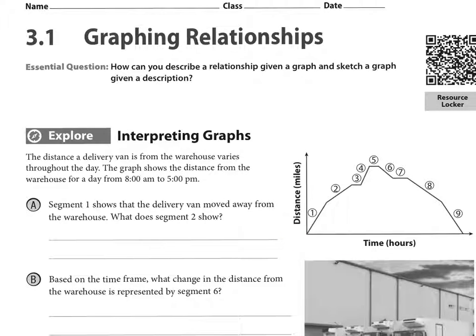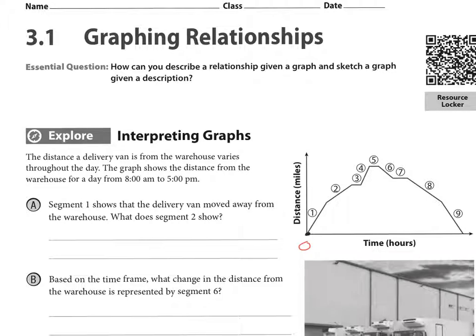So in this example, it says the distance a delivery van is from the warehouse varies throughout the day. The graph shows the distance from the warehouse for a day from 8 a.m. to 5 p.m. So a couple of things that you should be able to read from this. Let's talk about our x-axis, which is our domain. Whenever we talk about the word domain, we're talking about the x values. So right here at the start, what would be the value that we would put there? Exactly. It's 0. Good job, Emma.